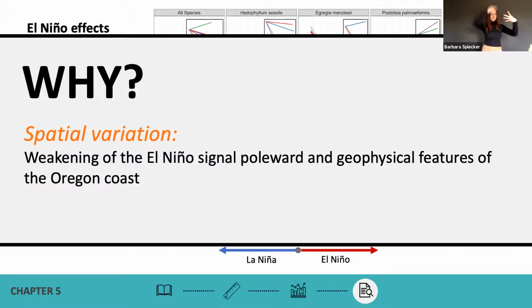The next question is, well, why do we see kelps having these latitudinal responses to El Nino? I think these latitudinal responses could be explained by the weakening of the El Nino signal as it moves poleward. So El Nino originates in the Galapagos Islands and diminishes and weakens as it moves outward from that in both directions. The signal could also be further modified by variation in geophysical features, as I described before: upwelling, currents, coastal geomorphology, all of that in different regions along the Oregon coast.